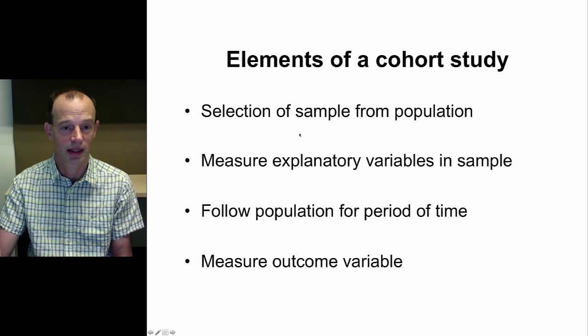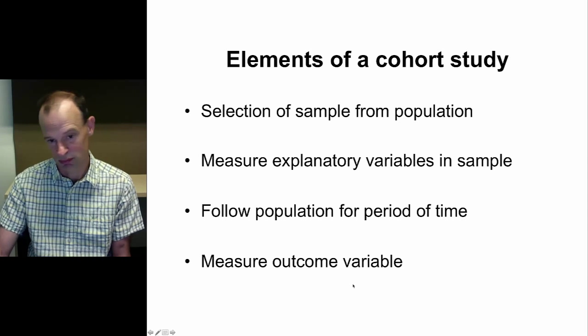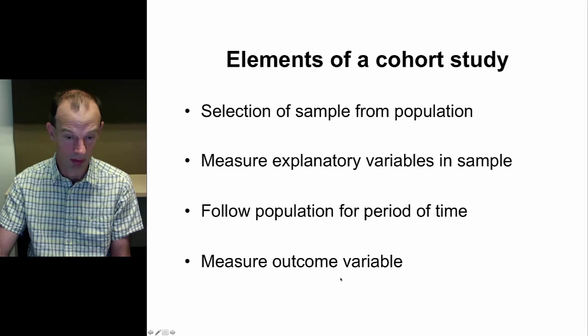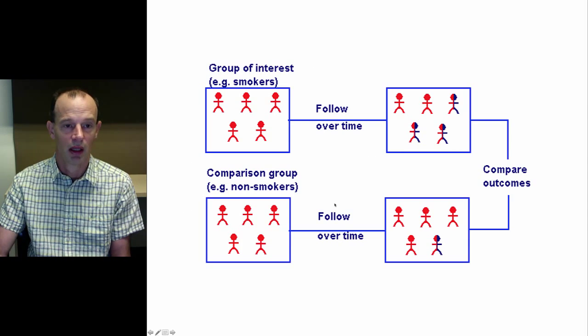So first of all, you select a sample of study participants from a particular population. You measure the explanatory variable in the sample, and then you follow the population for a period of time, and then measure the outcome variable and compare usually the incidence of the outcome variable in the two groups at the end of the study. So here's using the smoking example.